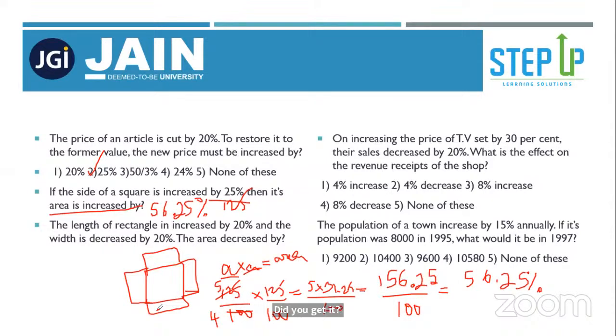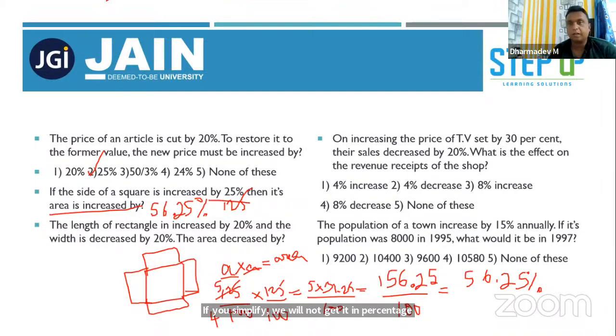Because we are finding it in percentage, that's why we always retain it in 100. If you simplify, we will not get it in percentage. Percentage means it's out of 100. Is that right, Vivian? Percentage means it's out of 100. Is it right? Yes. Then I have to keep my denominator always out of 100 so that I can retain it in percentage rather than simplifying everything. If you simplify everything, again you have to multiply it into 100 to convert into percentage.